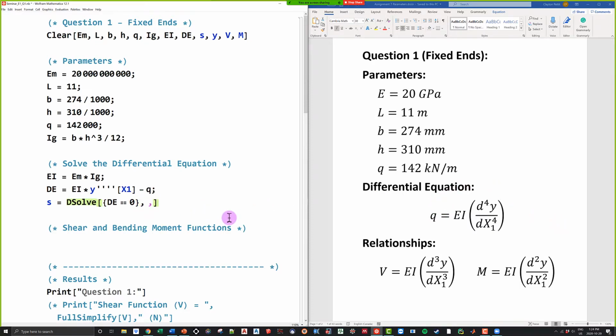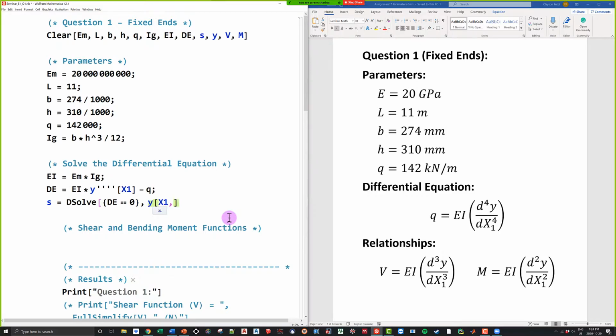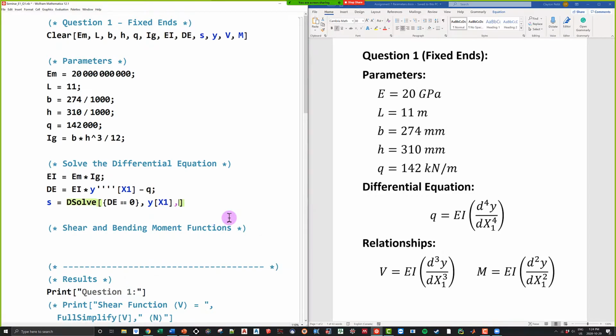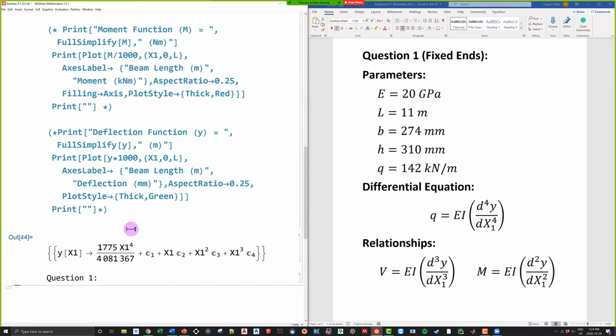The second component is going to be, all right, well, what is the function that we're trying to solve for? Well, we want to solve for y as a function of x1. And then the final one, of course, is going to be, what is the variable? Well, we know that is simply x1. So how's that looking, you guys? If I were to solve this, do I have my deflection function? Let's just run it and check. Is this my deflection function?